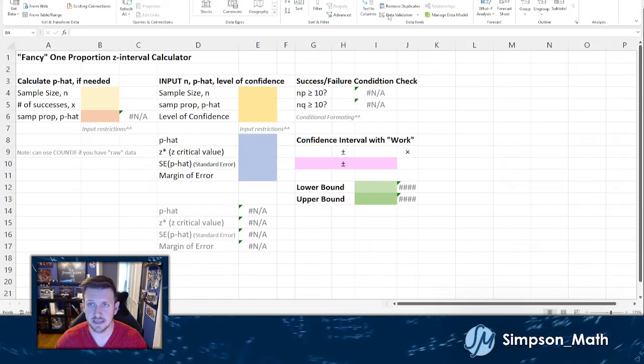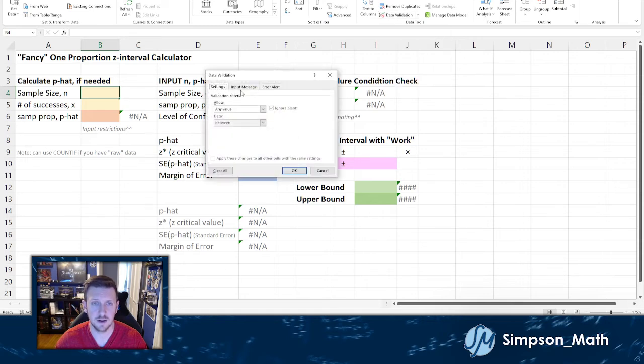So then pick data validation, and I need to adjust my settings. I want it to be a whole number, and then I get to pick how I want the whole numbers to be. I'm going to leave ignore blank checked so it doesn't yell at me if it's blank, and I want it to be greater than or equal to just 1.